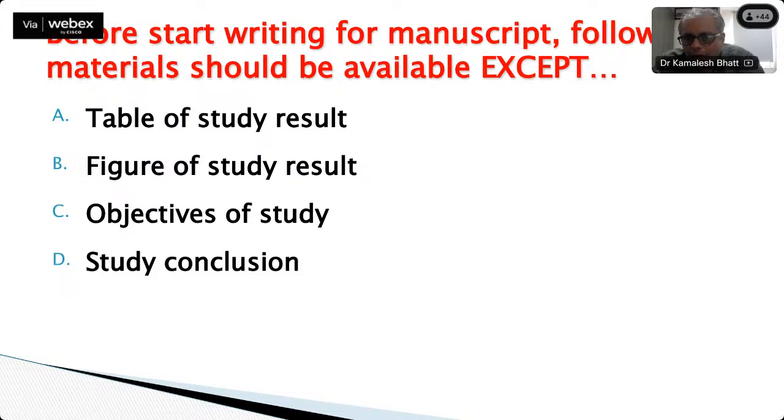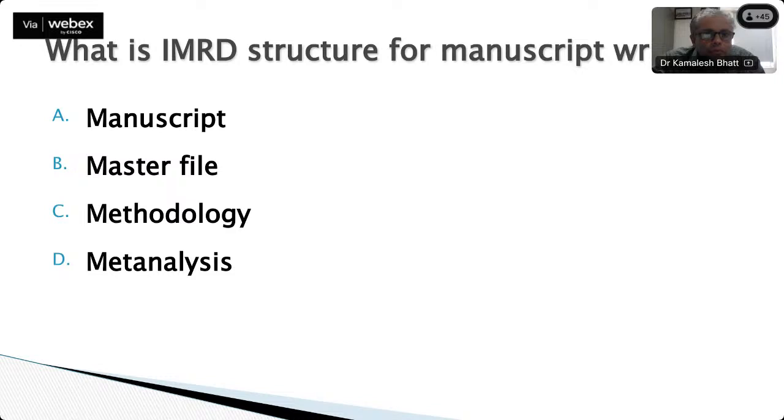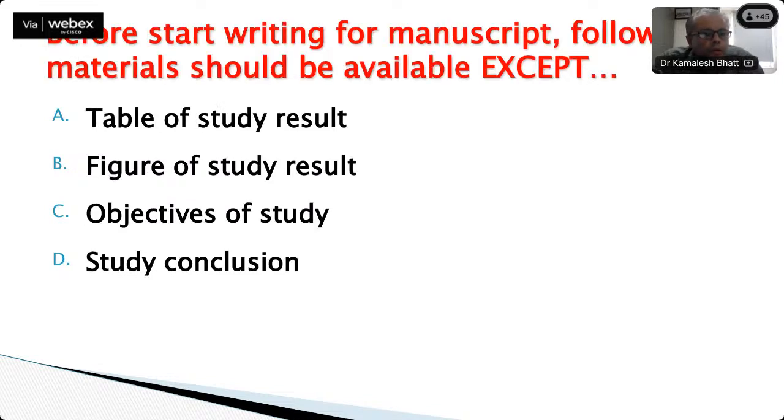Okay. Dr. Yogesh has said D. Gaurang D. Okay. So very good. My task is over. Majority of you have written D. Very good. Obviously you have done the study. So the table of study result, the result is always available. Objectives obviously are available, but the study conclusion, obviously it is not there before starting the study.